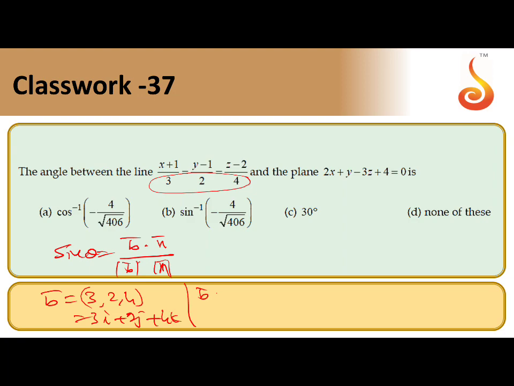This is the b bar you got from the line. Now n bar is the normal vector, the direction ratios of the normal to the plane, which are 2, 1, minus 3. That means 2i plus j minus 3k. So you have the b value and the n value, and you can use the formula to get the answer. b is 3, 2, 4, and n is 2, 1, minus 3. You can solve it. I'll solve it on the next page.